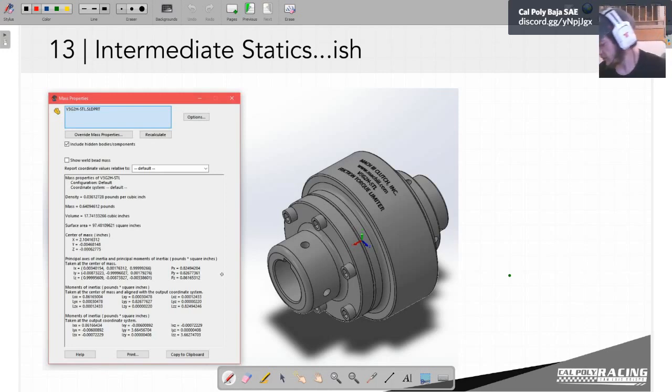I'll show you this slide real quick. We've still got a couple minutes. You guys have a couple minutes? Yeah. And if it's about a torque limiter, that would be pretty helpful.